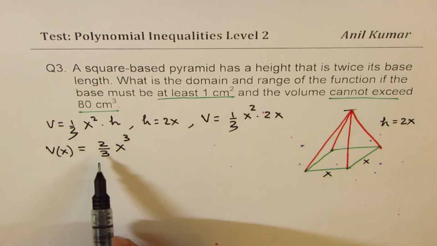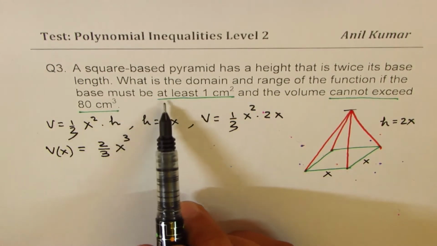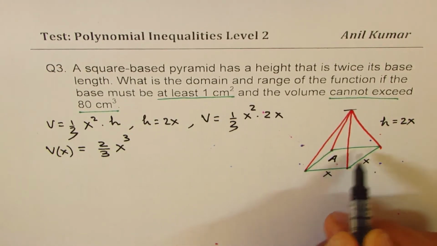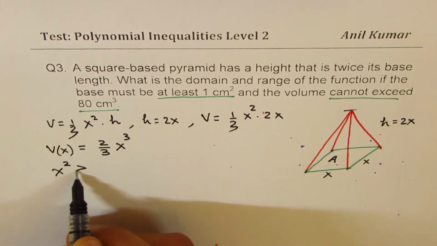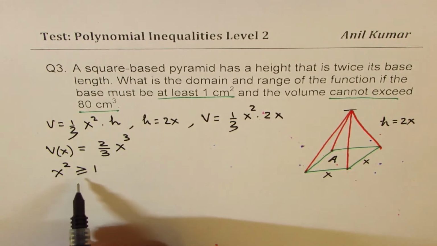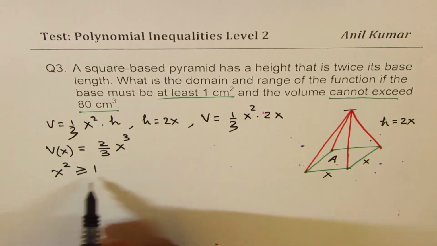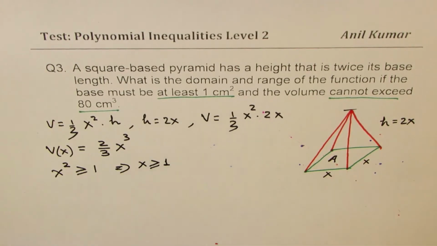Now, we need to find the domain. When it says that the base area is at least 1, the area of the base is x squared. So we are saying that x squared has to be greater than or equal to 1. So that means the minimum value is x equals 1, correct? That gives you the minimum value: x is greater than or equal to 1. Is it okay?